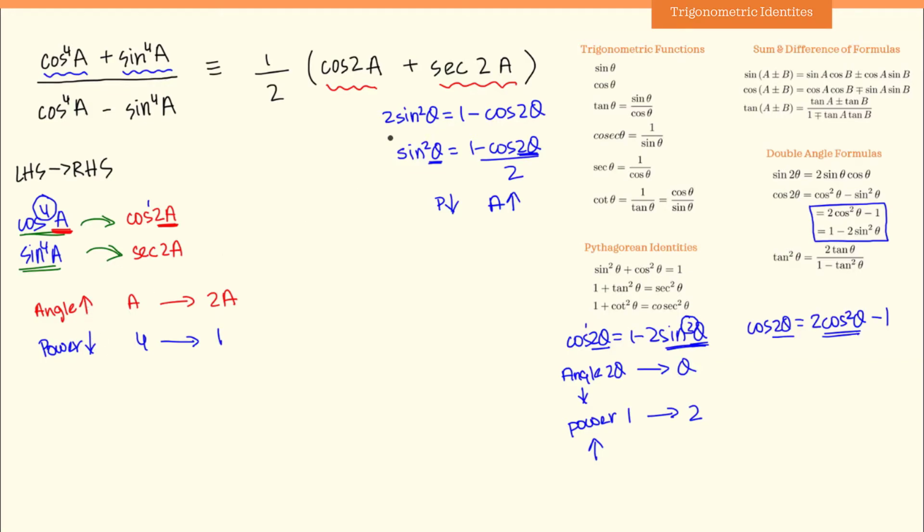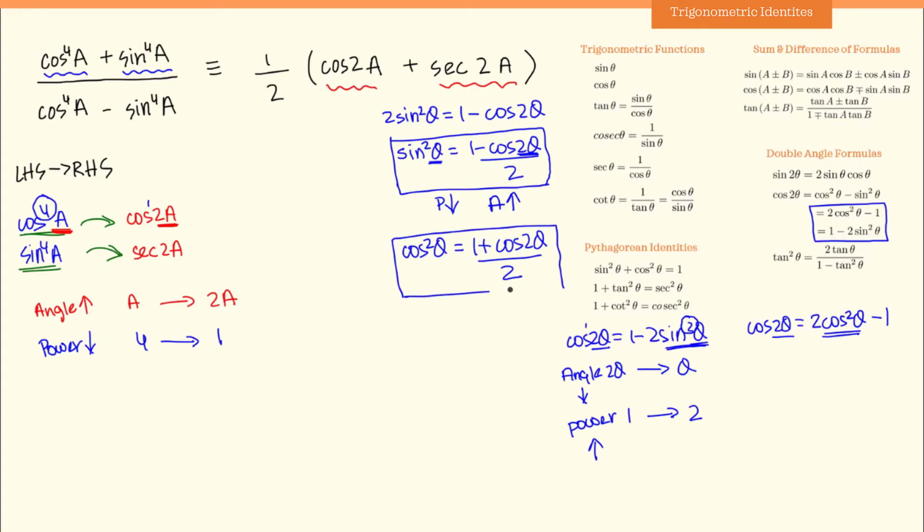So this is my first formula, and I'm going to use this formula to replace sine a raised to the power of 4. Similarly, to replace cosine a raised to the power of 4, I'm going to make cosine square theta the subject in this equation. After I make cosine square theta the subject, this would become 1 plus cosine of 2 theta, divided by 2. Now let's use these formulas to prove the left hand side to the right hand side.